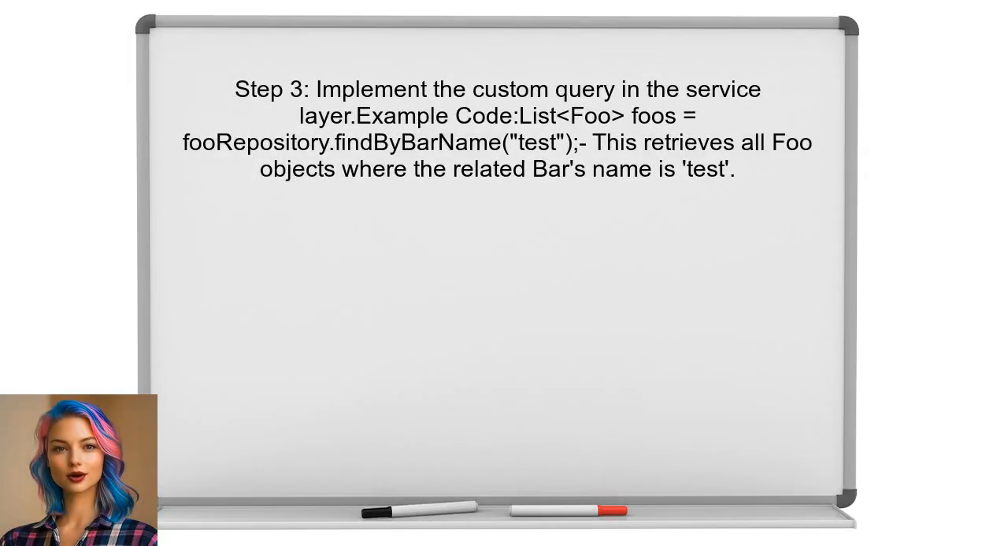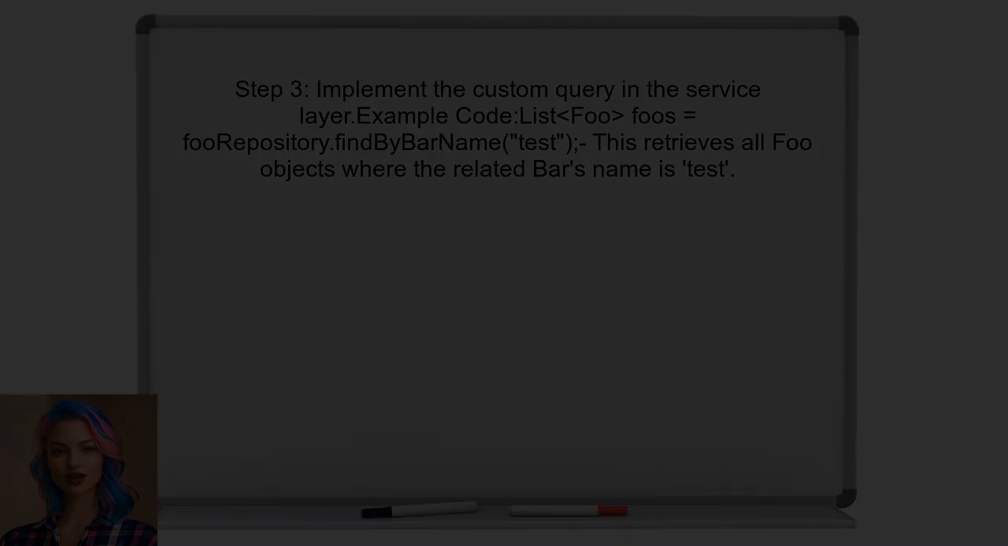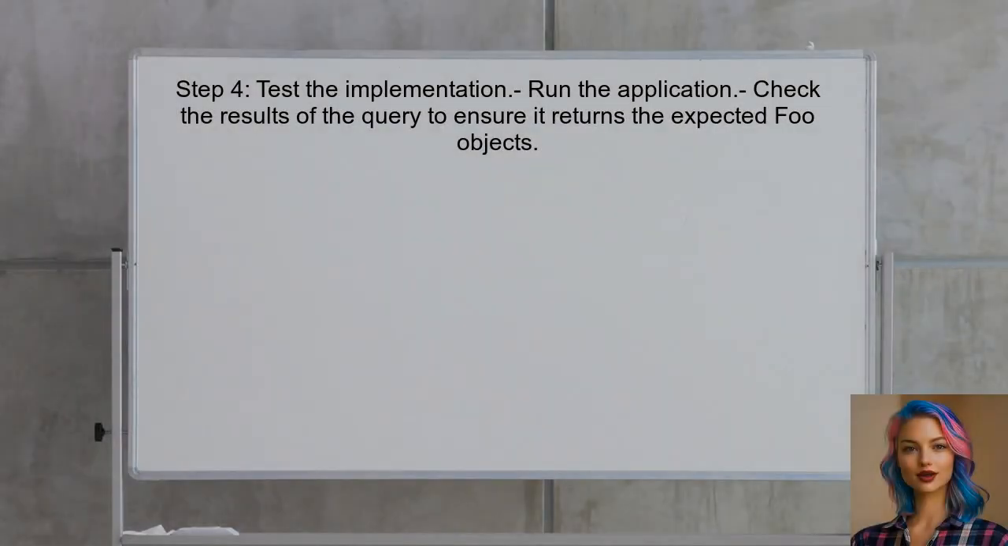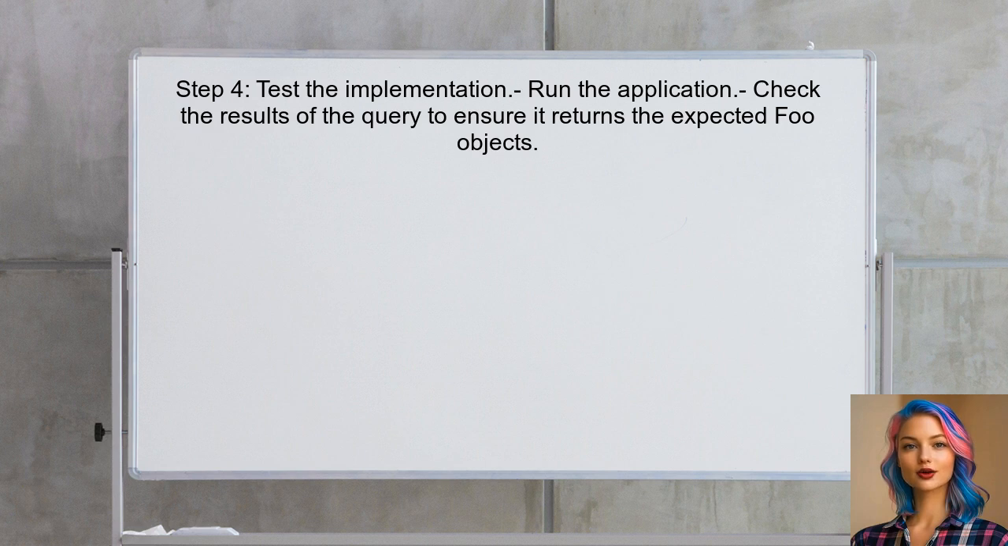After defining the custom query method, the user can implement it in their service layer. This will allow them to retrieve the foo objects based on the bar name without running into issues with unresolved DBRefs. Finally, the user should test the implementation to ensure that the query returns the expected results. They can do this by running the application and checking the output.